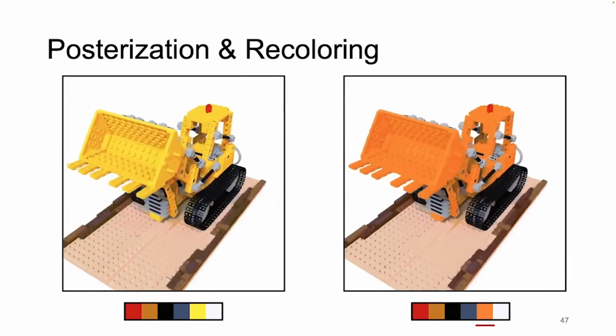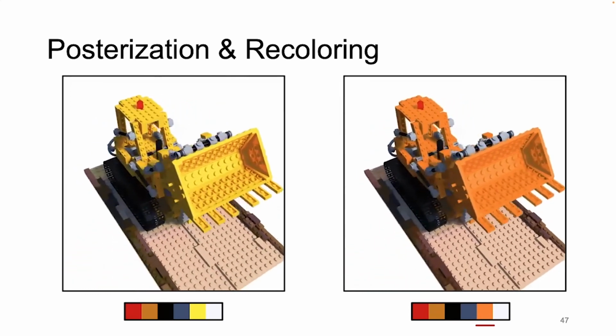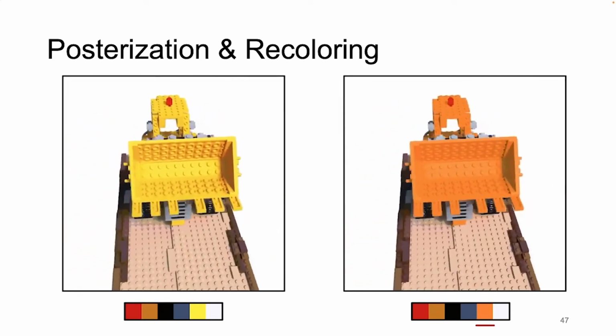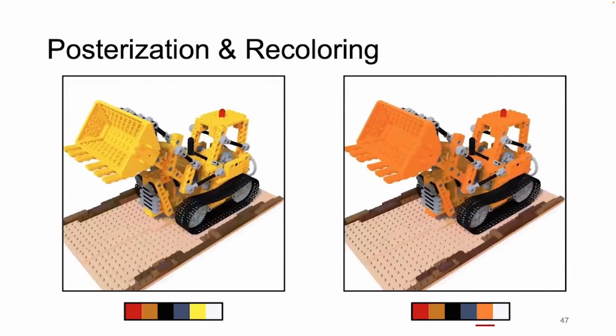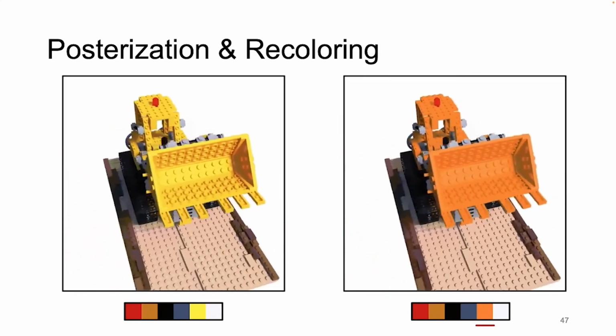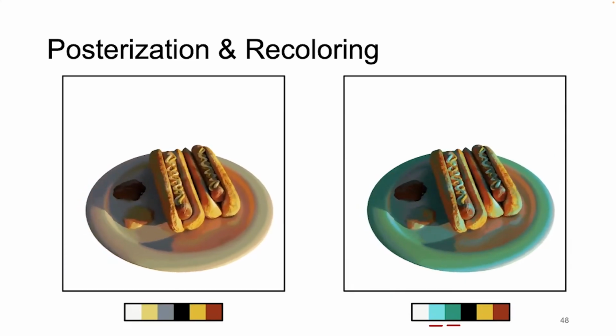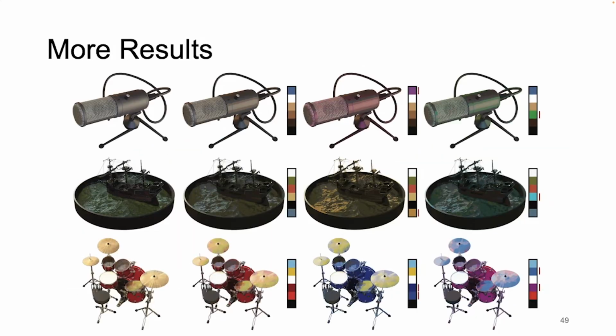Finally, let me present our results. Thanks to the multi-view consistent palette, our method can produce temporally coherent stylization results. The recoloring is performed by modifying the underlined color. And this is another result of the hot dog model. Please refer to the paper for more results.